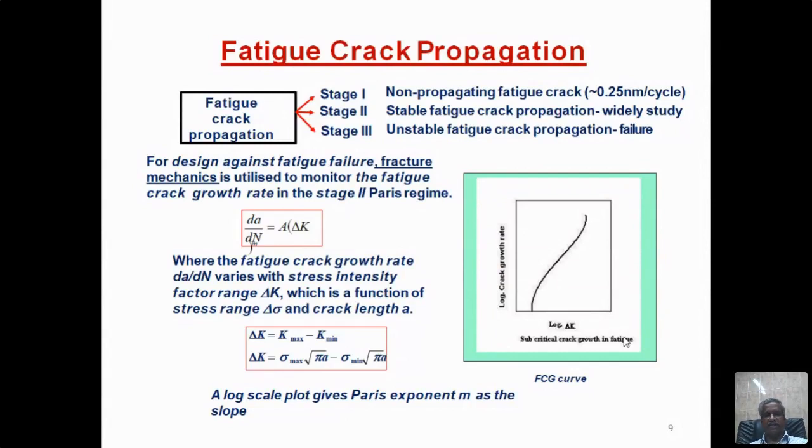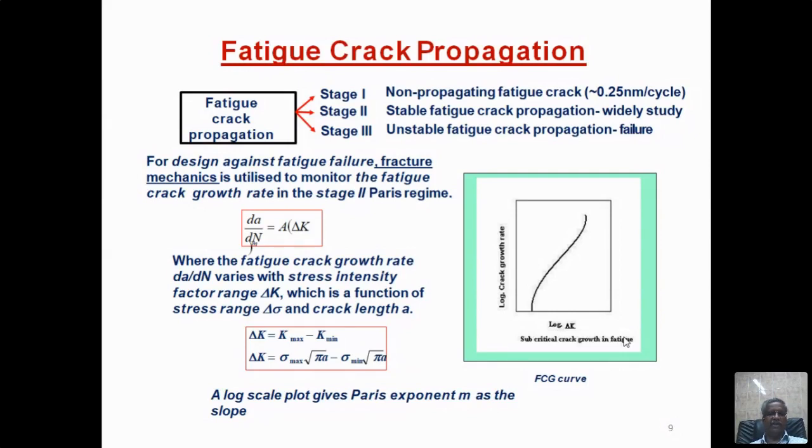So what is the stress intensity factor? It is denoted by capital K. Capital K is the stress intensity factor. Maybe I will discuss more about this in tomorrow's fracture mechanics class. K is given by alpha into sigma into root pi a.